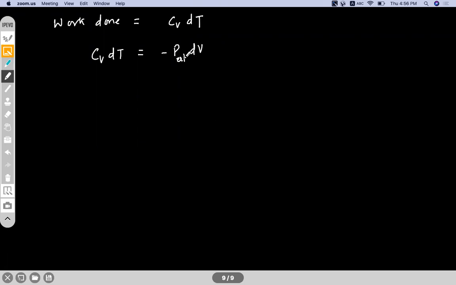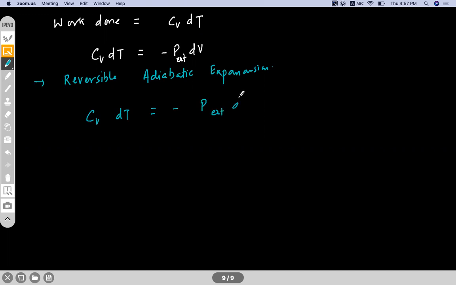No doubt, no? Because work done is always this. This is work done, that's what we have seen so far. This comes because of the adiabatic process. So we are equating the two. Correct? Now I am putting a condition over here. The condition is that I'm considering reversible adiabatic expansion. P external is not constant. So if you try to find this, we'll write Cv dT is equal to minus P external dV, and integration of it. Correct?